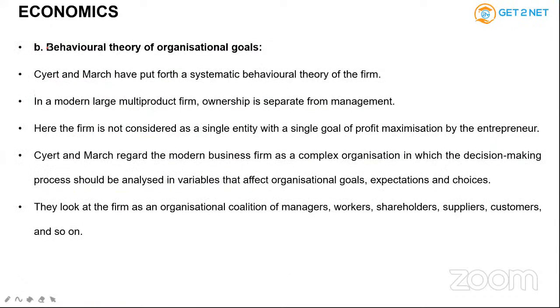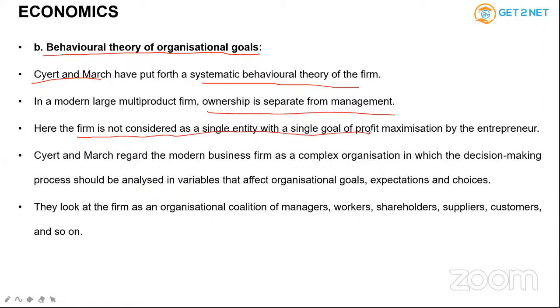Okay, let's move to the second one, behavioral theory of organizational goals. Now what does this theory mean? Cyert and March, they have propounded this systematic behavioral theory. According to them, ownership is separate from management. Because of this, the organization is not considered as a single entity with a single goal of profit maximization by the entrepreneur.